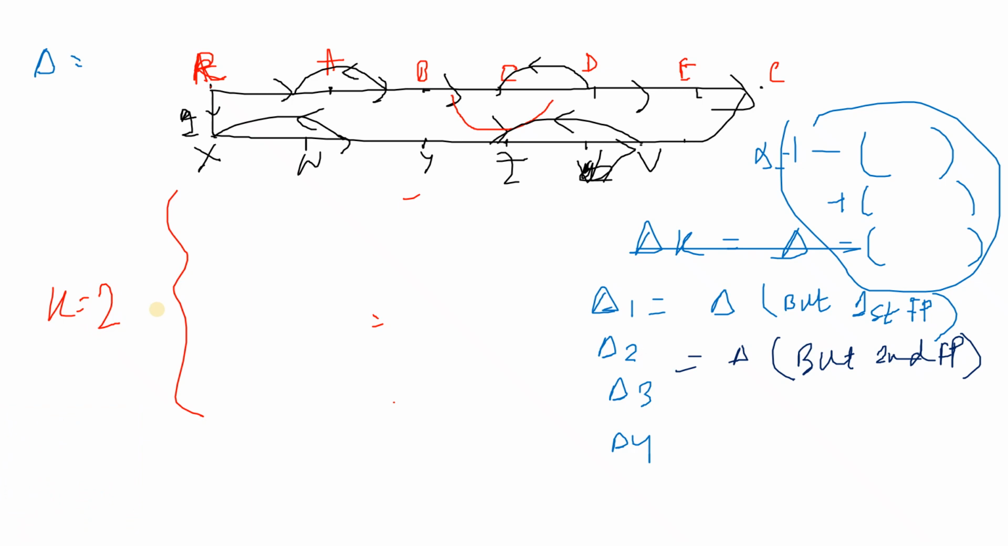क्योंकि डेल्टा को ऑब्वियसली थोड़ा समझना है, डेल्टा के में टाइम लगता है. Okay, so how many forward paths are there? Path 1, that is R, A, B, C, D, E, C. And second is R, X, W, Y, Z, V, C.